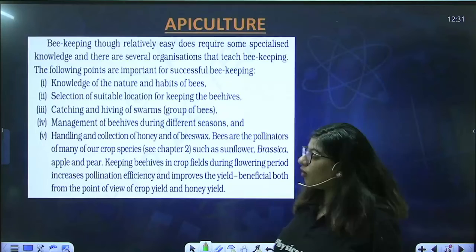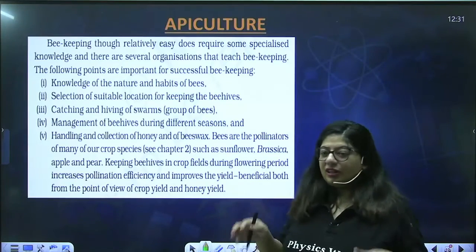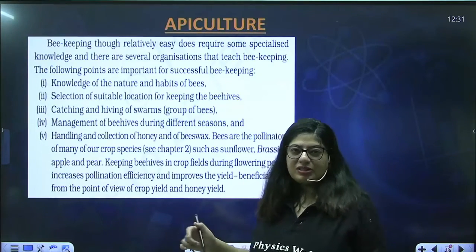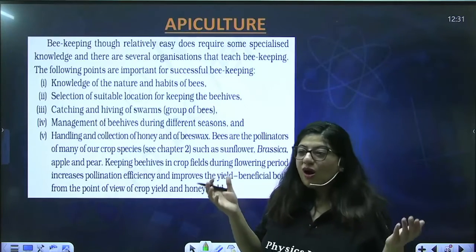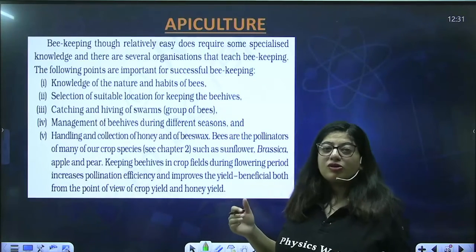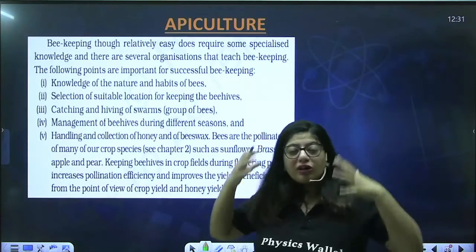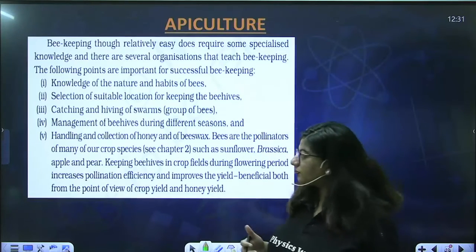Catching and hiving of swarm. Now, you did everything, you put the beehive, you have flowers, but now you are afraid of bees, you don't know how to take the honey out of it. So you should also have a proper practice of it, what clothes to wear and what not to wear.